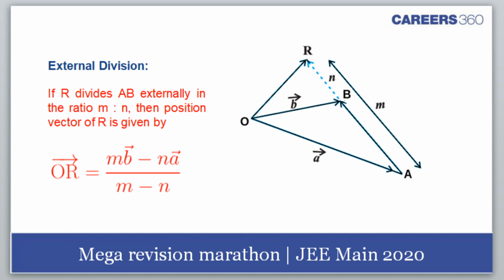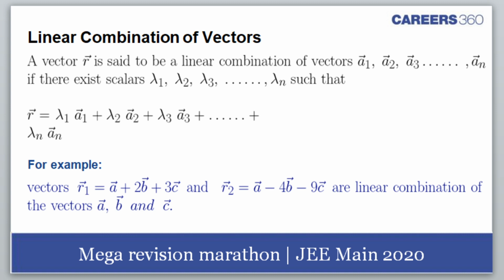Then what do we have next? We have linear combination of vectors. What does it say? A vector R is said to be a linear combination of vectors a1, a2, a3 and an if there exist scalars such that R is equal to lambda 1 a1 plus lambda 2 a2 plus lambda 3 a3, and so on. What it basically means is that a vector is considered a linear combination if it is a sum of scalar multiples of the other vectors. Then it is called a linear combination of vectors.